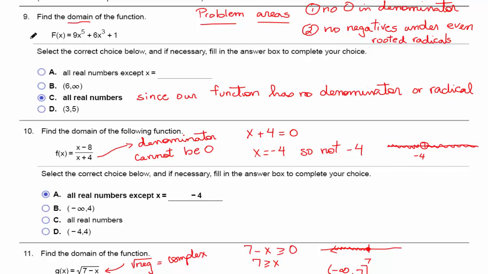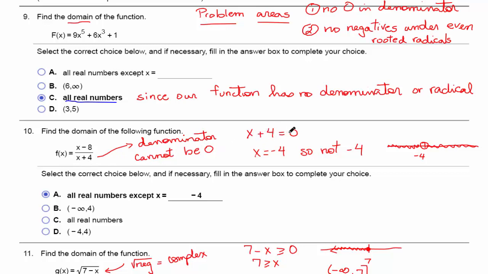So in our case, I look at this function and I'm asking myself, does it have a denominator or radical? No. Therefore, the domain is all real numbers. Whereas here in problem 10, it does have a denominator, and I cannot have that thing be equal to 0. So let's see, when would that happen?